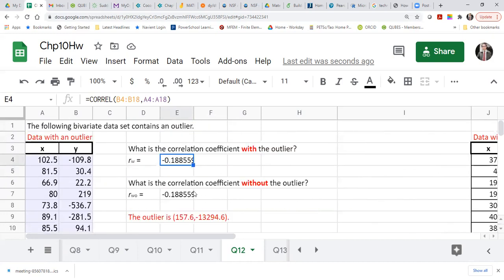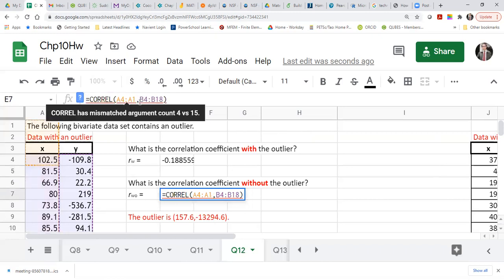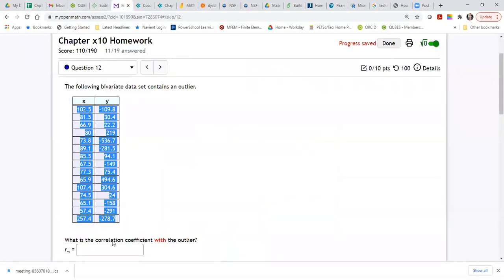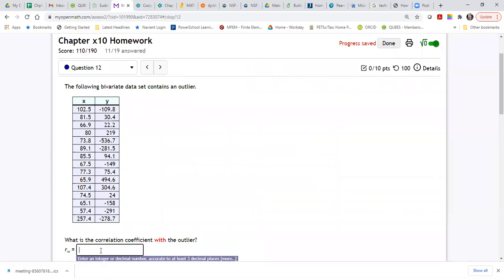Now without the outlier, you have to make sure you go up to A17 and also P17, okay? Because the outlier is the one in row 18, okay? So this will be the answer for this one, this with outlier.